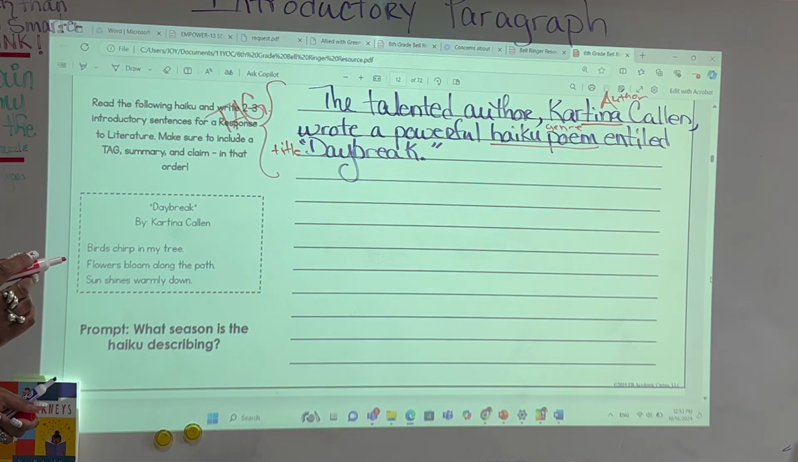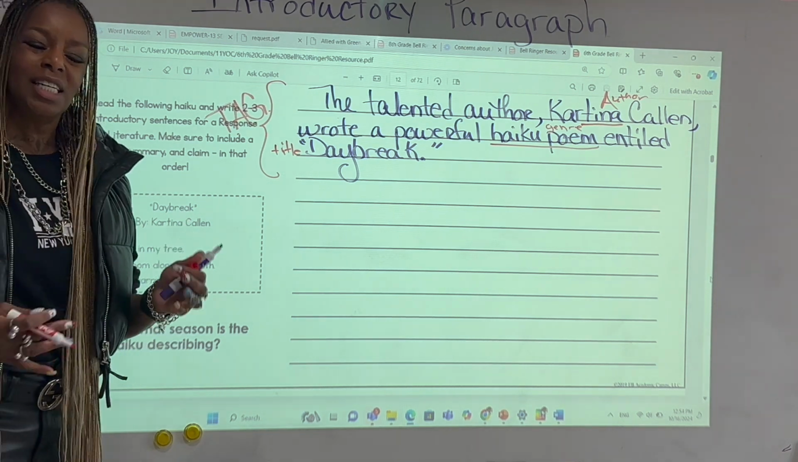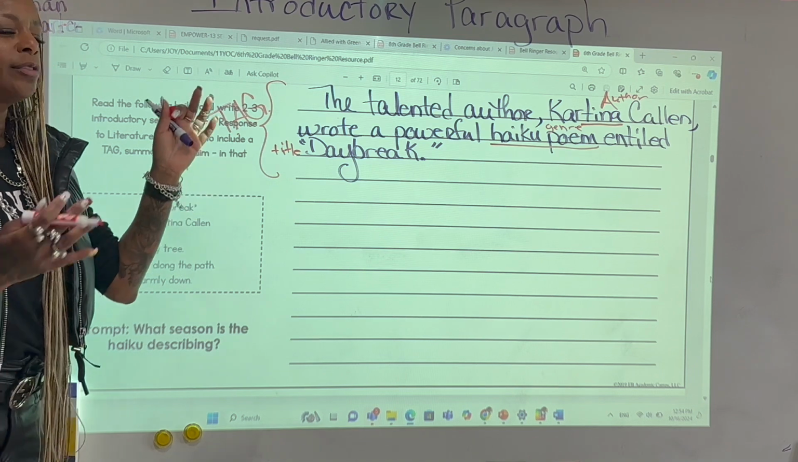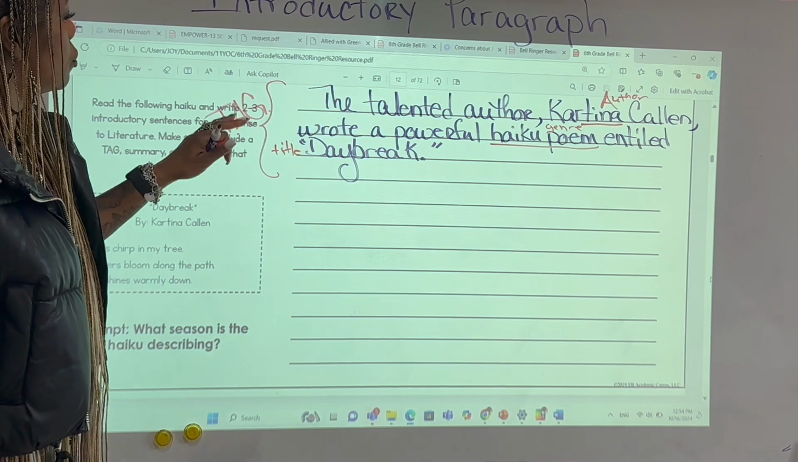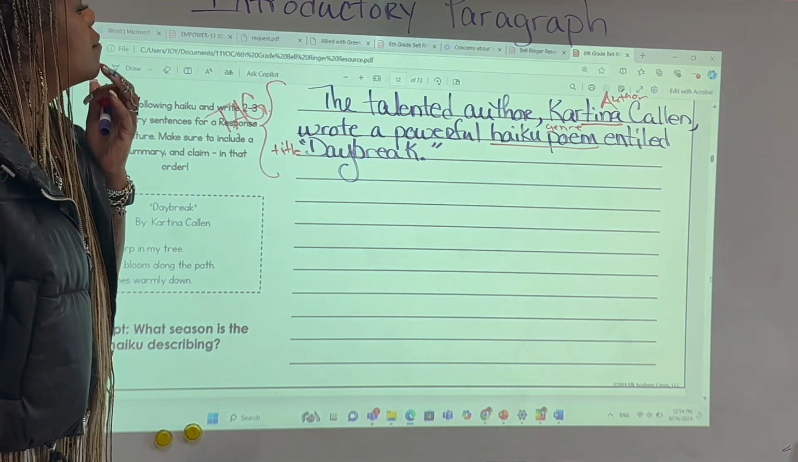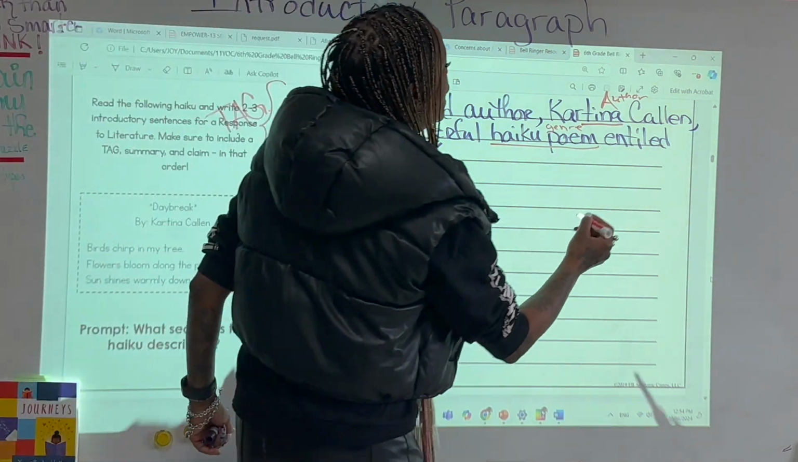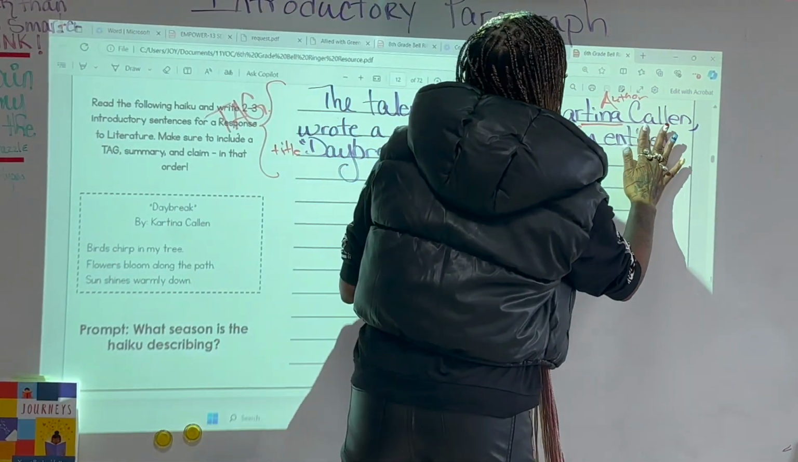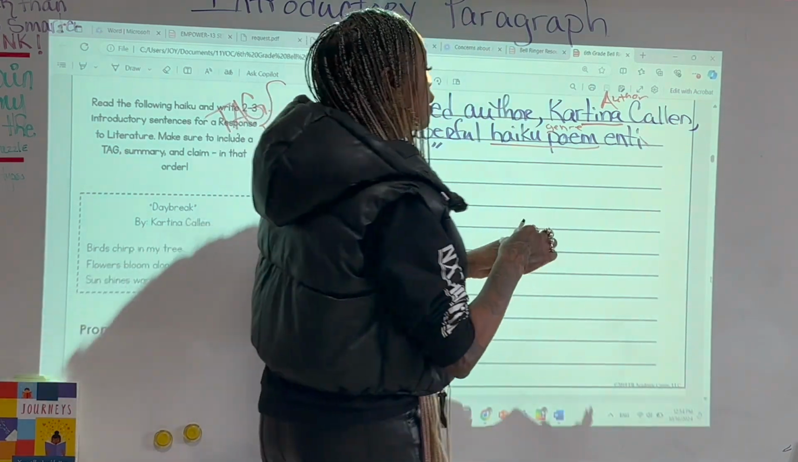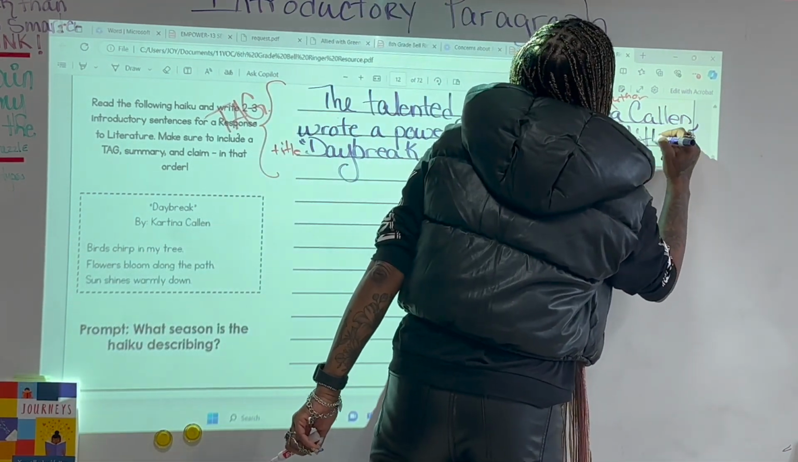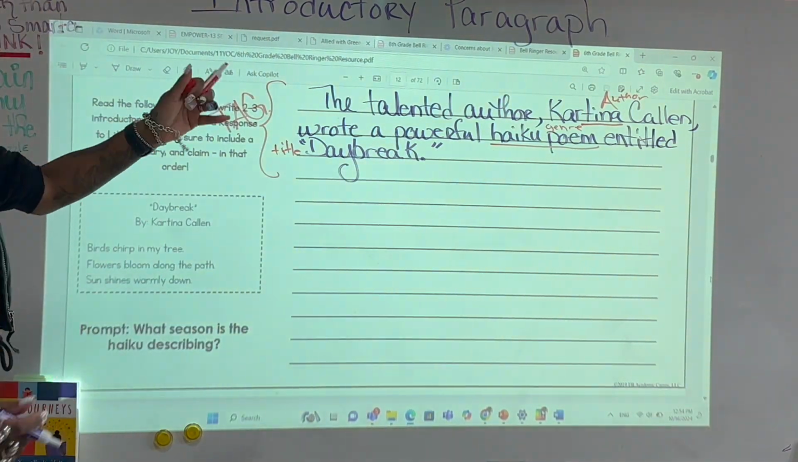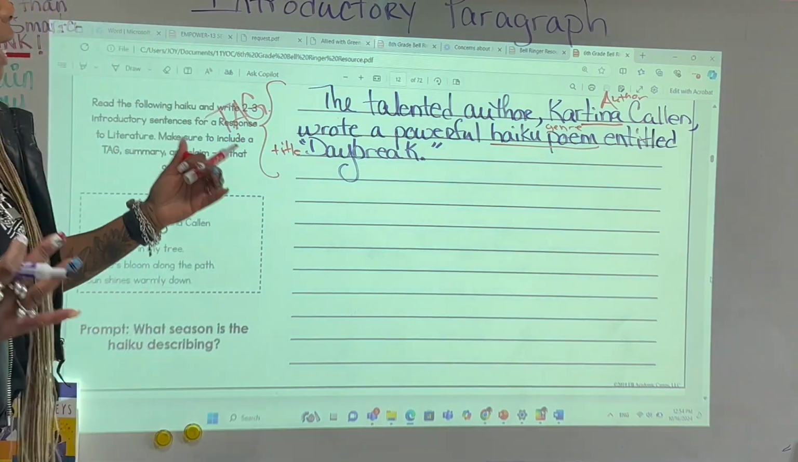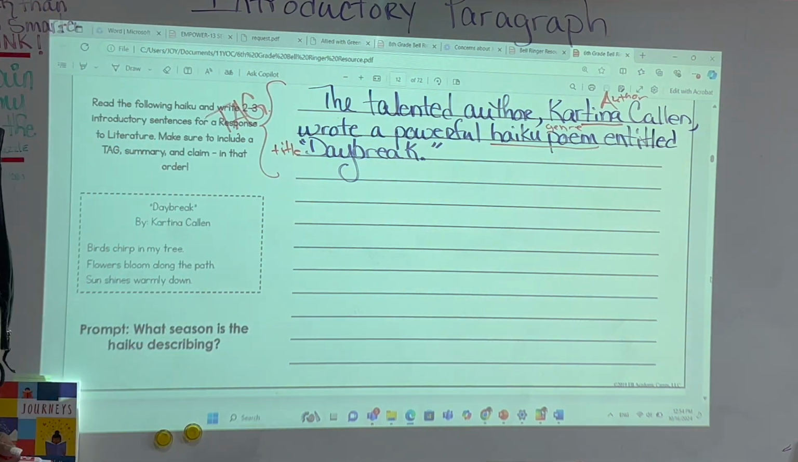The talented author. And then I go back and read my stuff to see if I can make it better. I just don't write it out. I step back, I read it, I look at it. The talented author, Cartina Callan, wrote a powerful haiku poem entitled, oh, I see a mistake, I'm going back, entitled "Daybreak." So that's the title, or a haiku poem by the name of "Daybreak." You can write it numerous ways. So I have the first thing from our list.